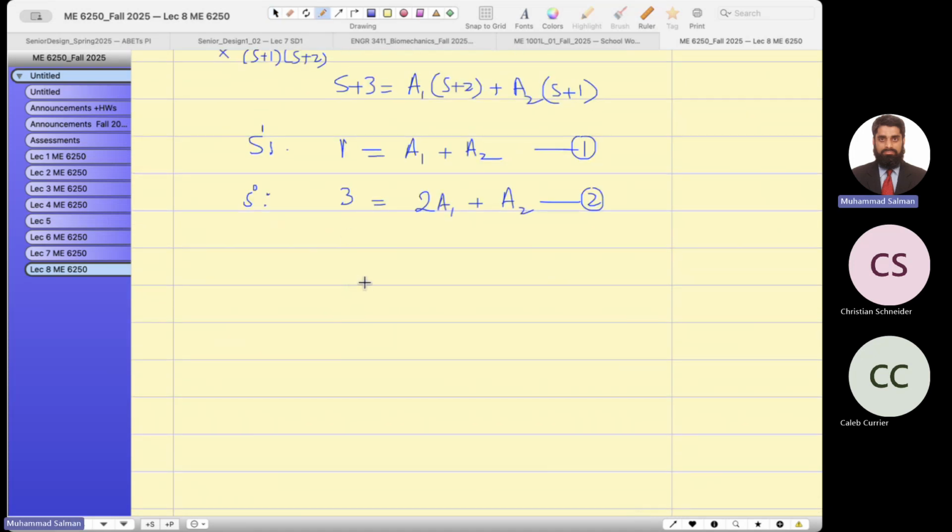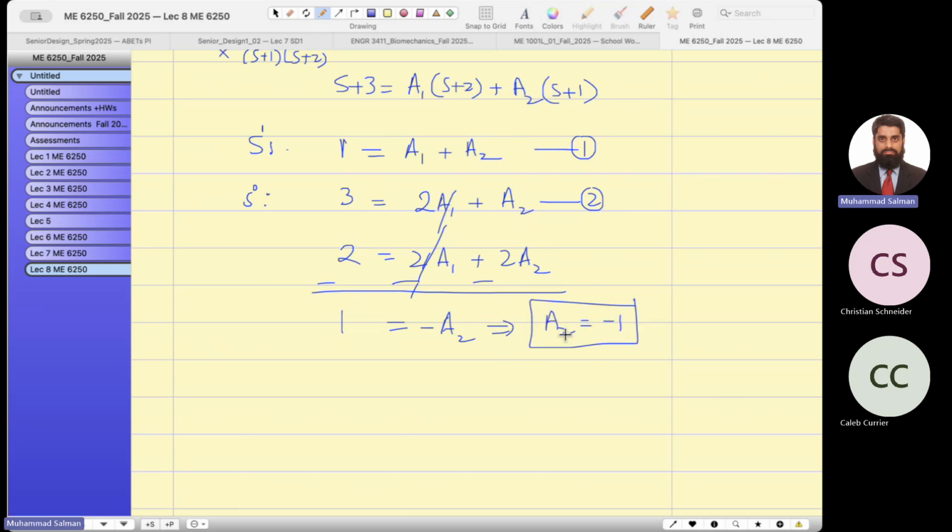So if you do the math, let's do it together. If you multiply equation 1 by 2, 2a1 plus 2a2 equals 2, and just subtract. So 1 equals, this cancels out, so you're left with negative a2. So that means a2 equals negative 1.